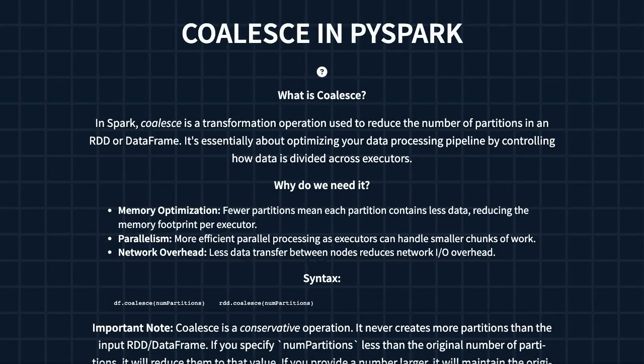Okay, let's talk about coalesce in PySpark. It's all about managing how your data is divided up for processing. Think of it as a way to shrink down the amount of data each worker has to handle at once. By reducing partitions, basically splitting your data into smaller chunks, you can make sure your executors aren't overloaded with memory and that everything runs smoothly and efficiently. It's great for optimizing memory usage, boosting parallelism, and minimizing network traffic between your Spark nodes. The cool thing is coalesce is conservative. It won't ever create more partitions than what you started with.